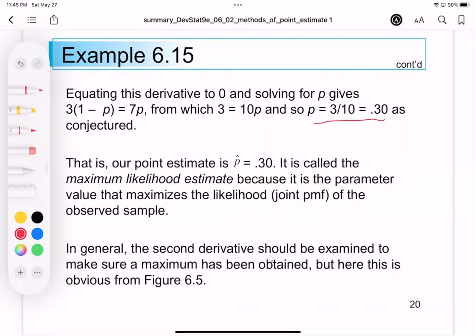And this estimate that we obtained by maximizing the log likelihood function is called the maximum likelihood estimate. For this maximum likelihood estimate, what we obtained is the value of the parameter such that it made the likelihood maximized, the likelihood of observing the data maximized.